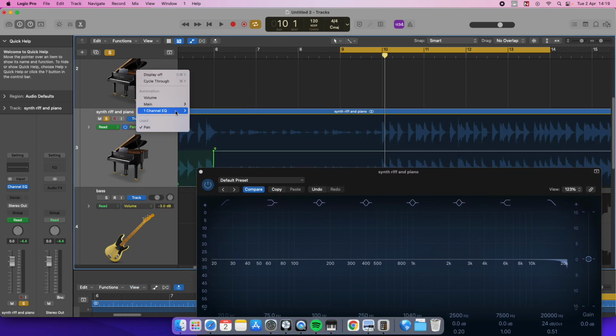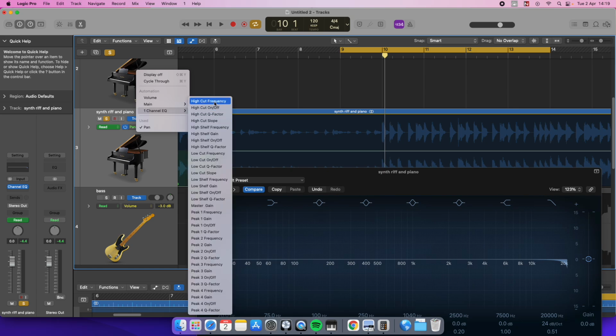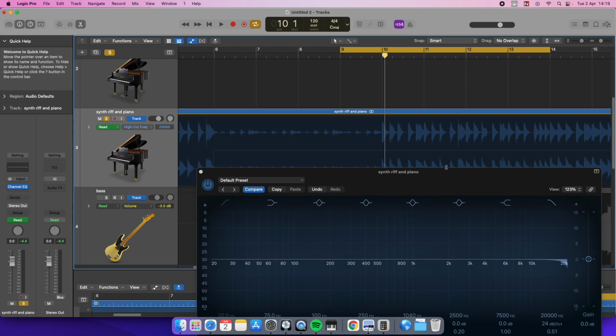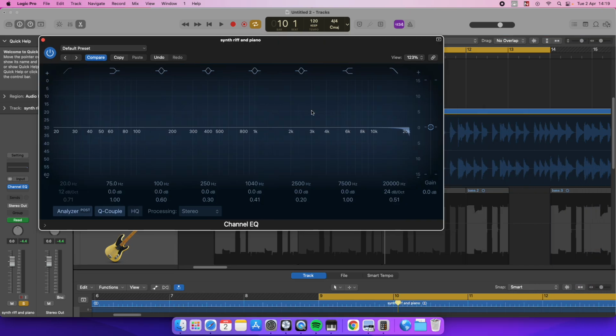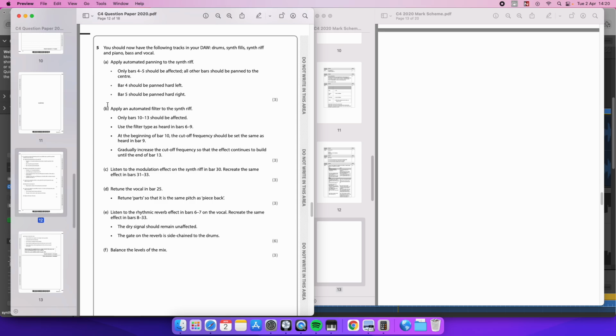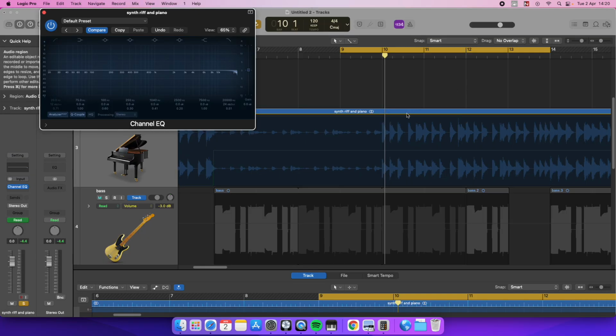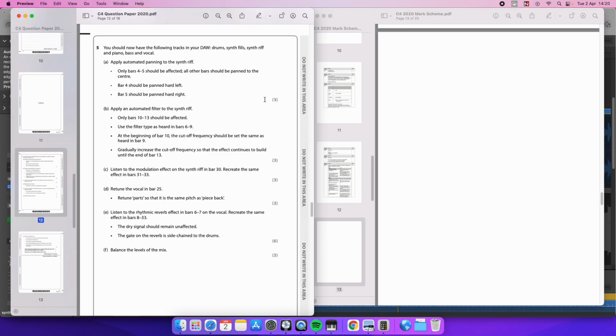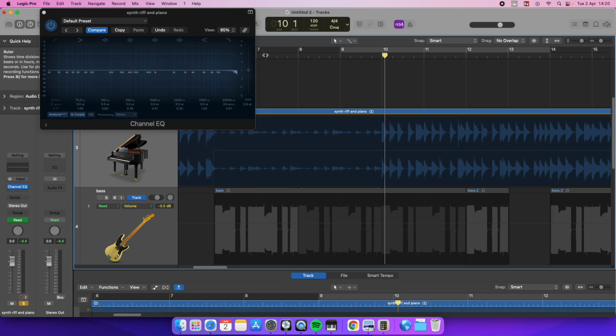Let's go over to EQ, the high cut. That's the guy. Let's move this guy up. If you're a little bit lost, let me catch you up. Bars 10 to 13 should be affected, and the filter type should be the same as heard in bars 6 to 9, so this sort of low passed sound.